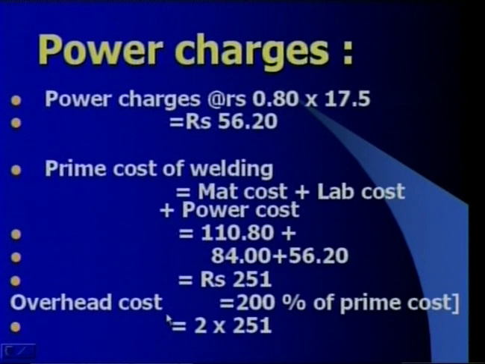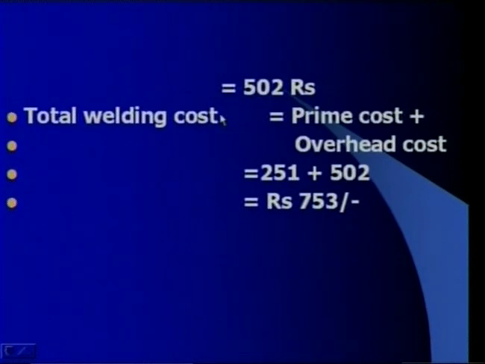Then overhead cost is 200% of the prime cost. If we substitute in that one, we will get 502 rupees. Then we will calculate the total welding cost. It is nothing but prime cost plus overhead cost. So, if we substitute the values, we will get 753 rupees. So, this is the total cost of the welding of the cylindrical shell along the longitudinal as well as circumferential plates, both inside and outside.